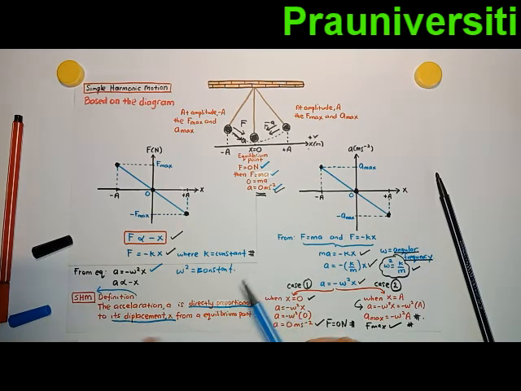This one is very important, because this gives the definition of simple harmonic motion. What is simple harmonic motion? We can say here is the acceleration a of the object is directly proportional to its displacement from the equilibrium point when the object oscillates.